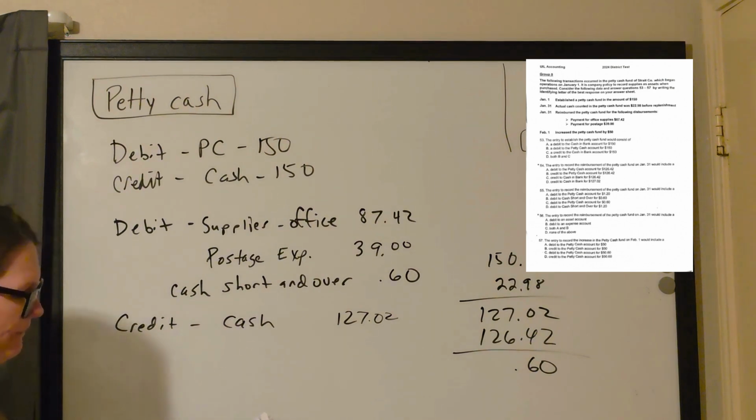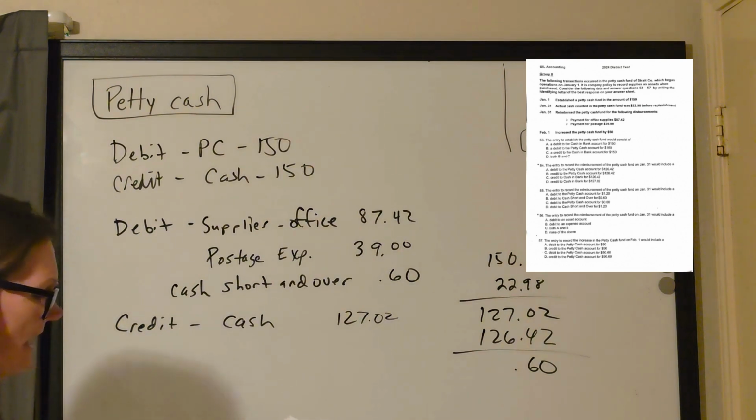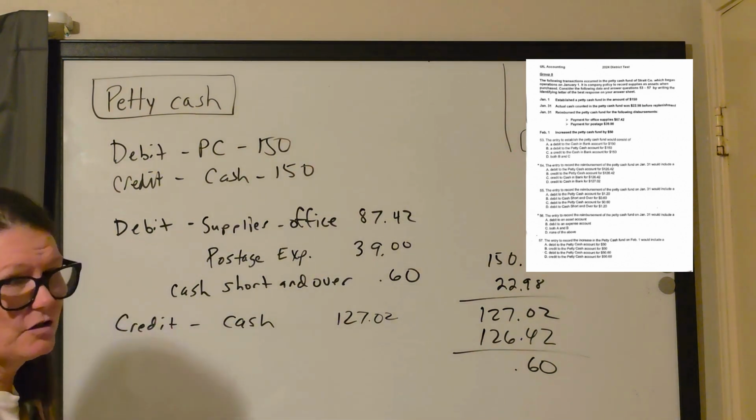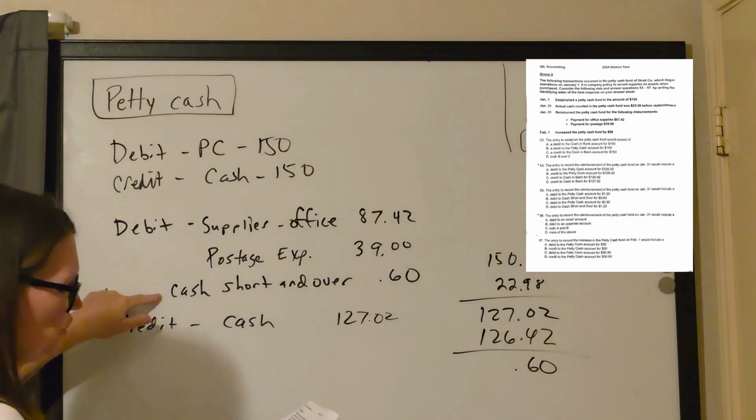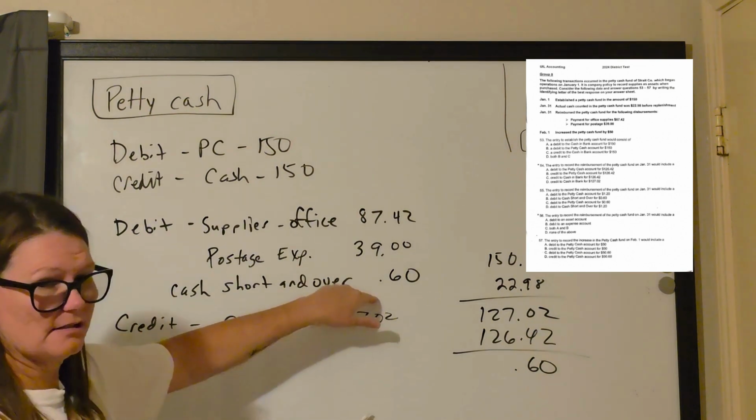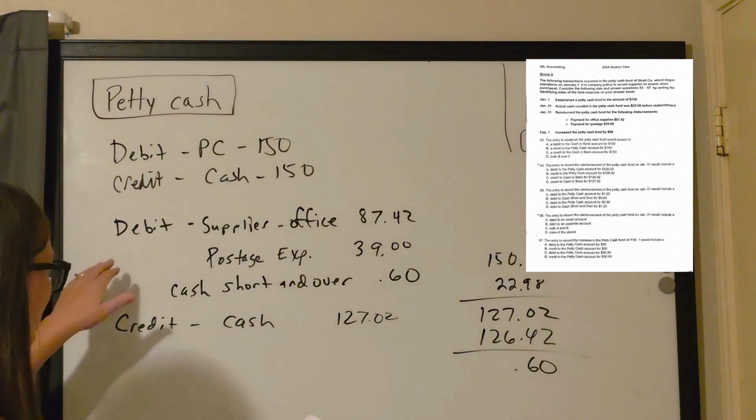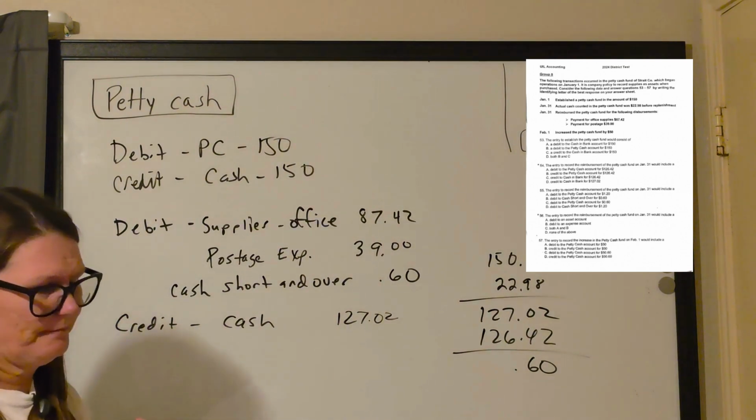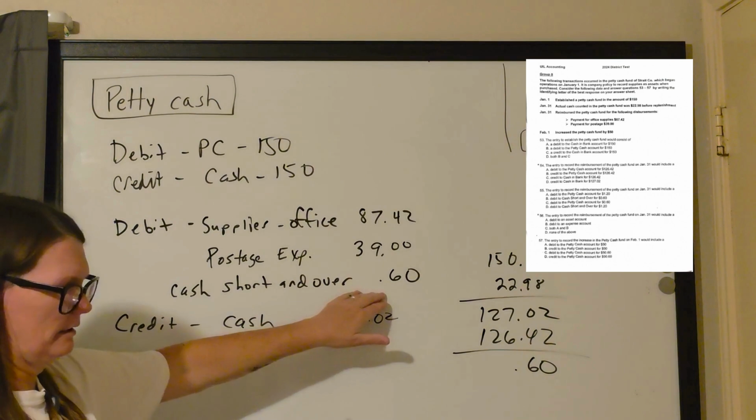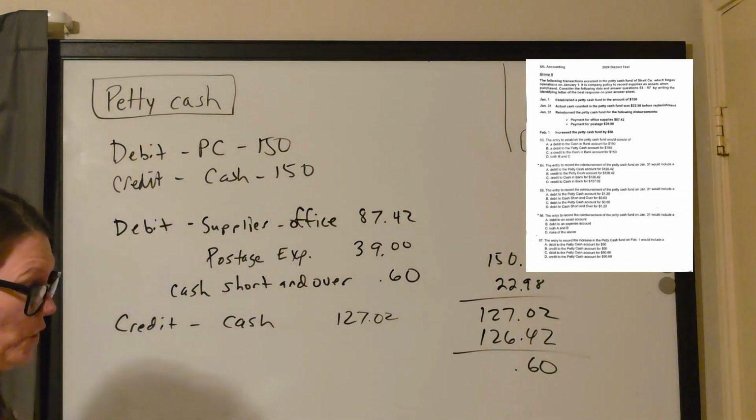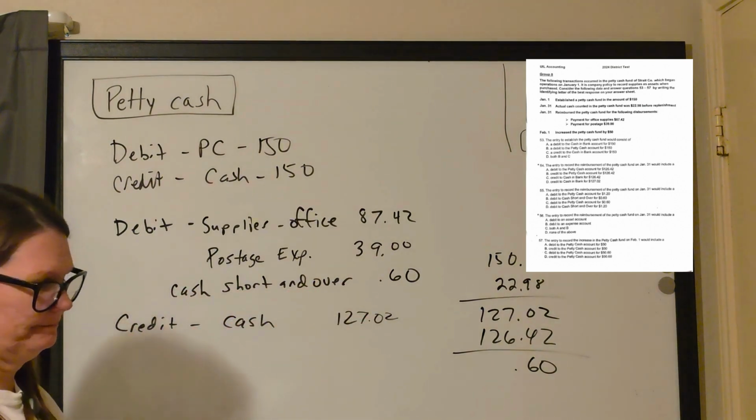Now, 55. The entry to record the reimbursement of the petty cash fund would include a debit to petty cash. No, we talked about there's never petty cash used in reimbursements. A debit to cash short and over for 60 cents. That looks correct, but let's just make sure the others aren't too. A debit to petty cash. Again, we're not using petty cash. And then D, cash short and over $1.20. Okay, and that would be wrong. So the correct answer is B, a debit to cash short and over 60 cents.